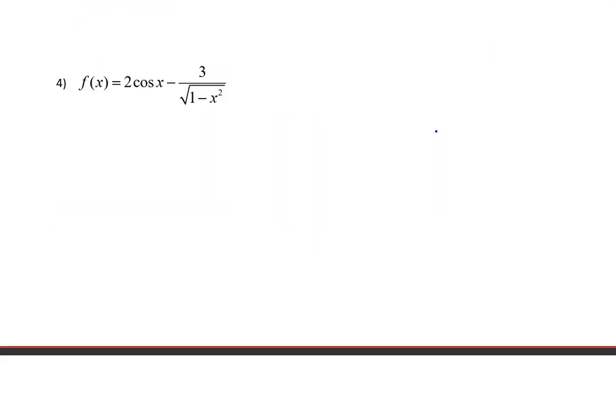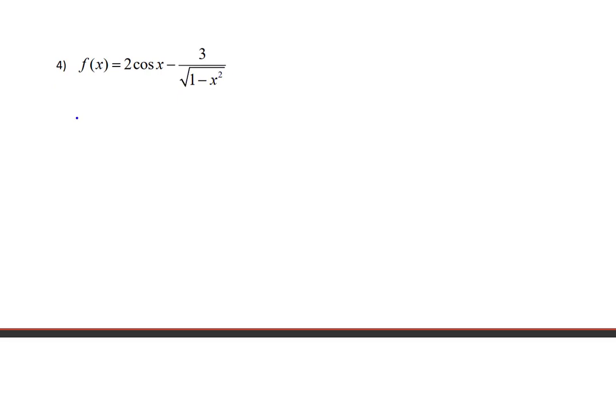This one is given as lowercase f of x equals 2 cosine of x minus, now it's a fraction which has 3 in the numerator, over the square root of 1 minus x squared. Alright, so let's recall our derivative formulas and try to use them backwards, which are really the antiderivative formulas, and think of which function would have a derivative equal to this first term, which is 2 cosine of x.